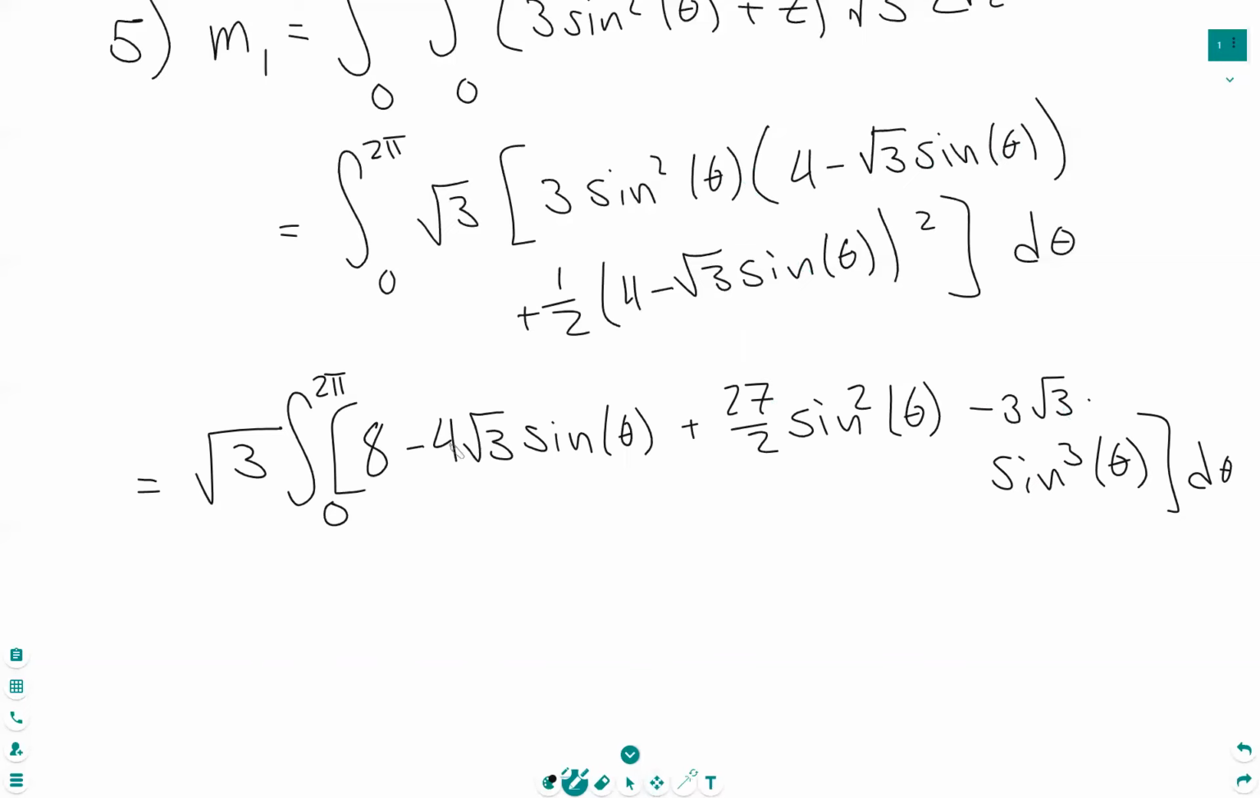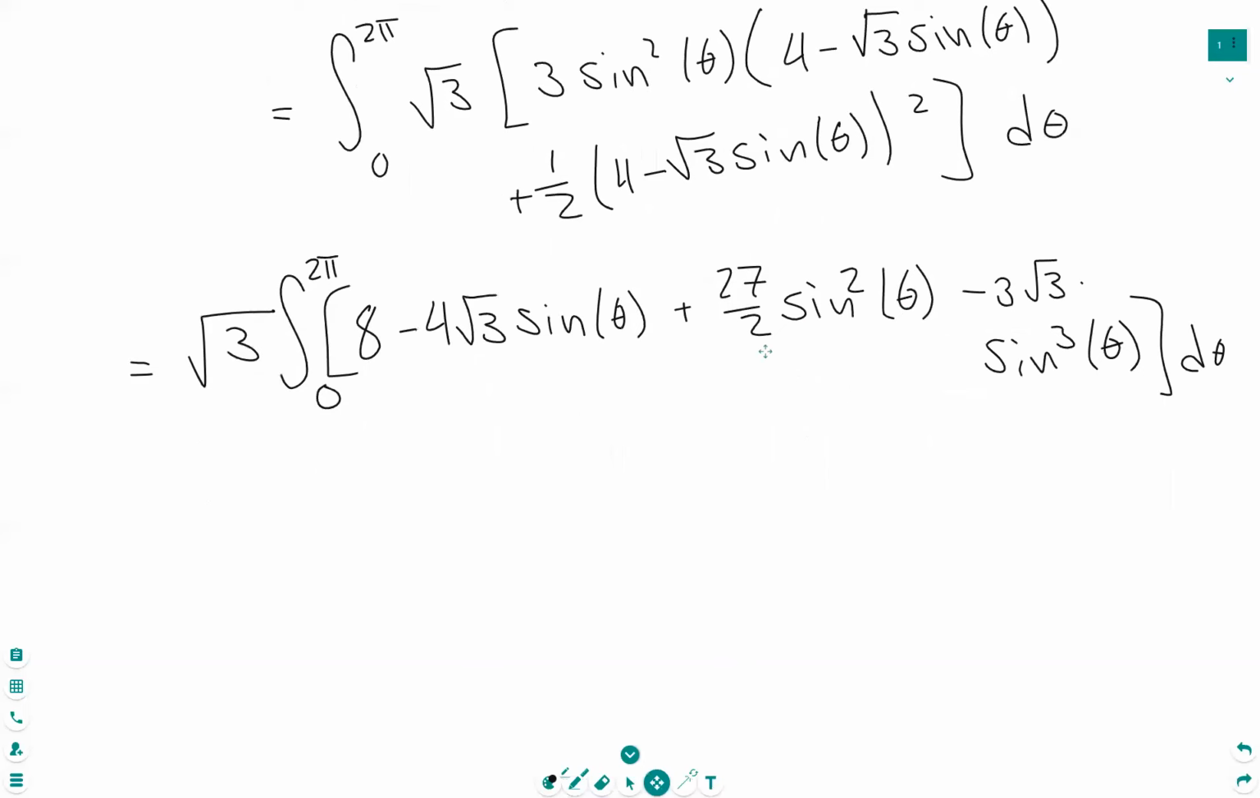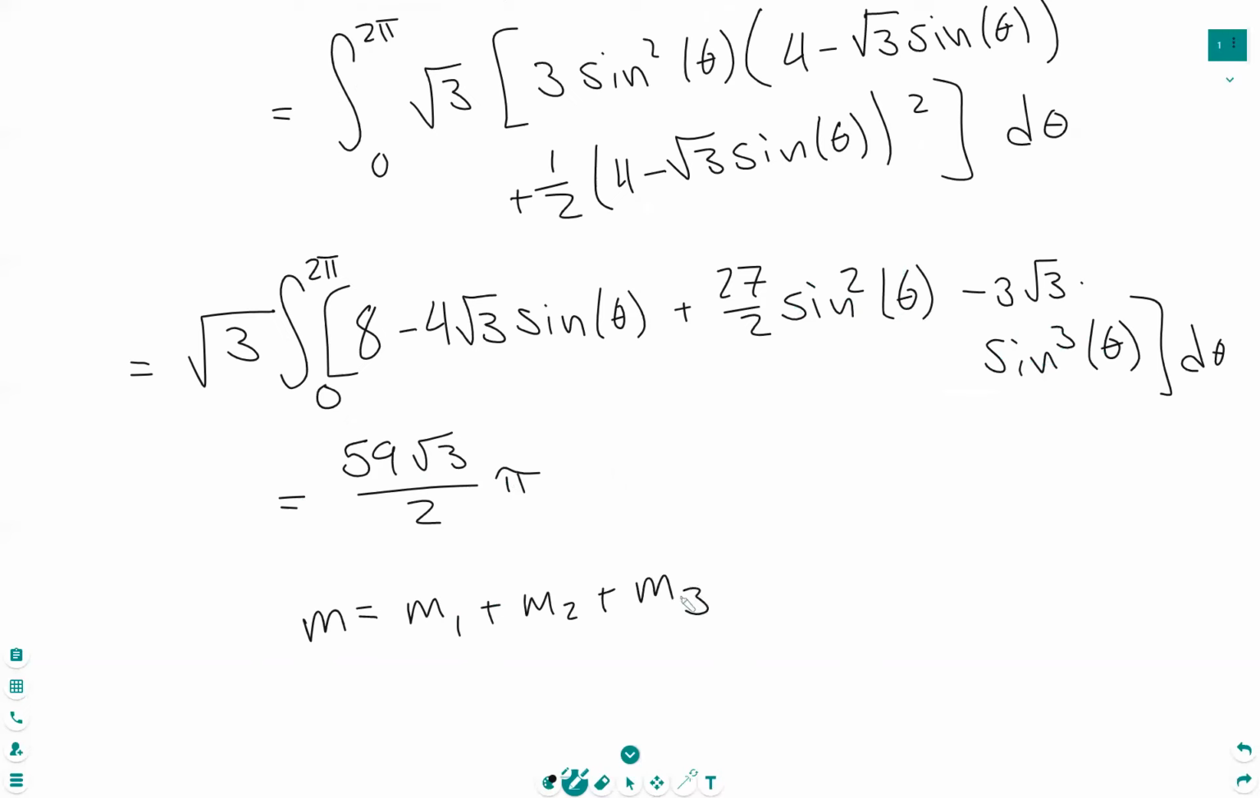Okay, I'm not actually going to do out the theta integral. You would have to use double angle here, and you could actually do another double angle here, or some trig substitution. But the end result is 59 root 3 over 2 times pi. So then for our total mass, all we need to do is just add up our M1, M2, and M3 quantities.